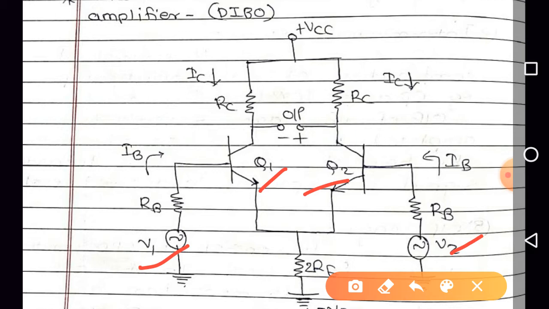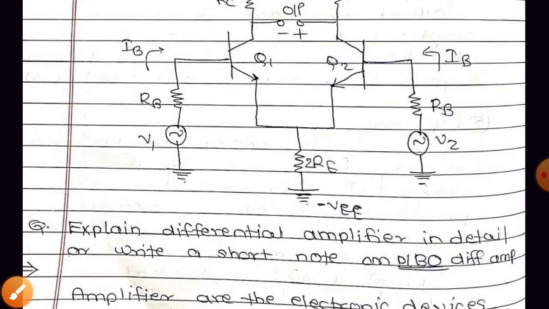See here, plus VCC, it is a power supply connected to the collector terminals of both the transistors. RC, it is a collector resistor. IC, it is a collector current. IB, it is a base current. RB, it is a base resistor. And here 2RE, it is an emitter resistor. And minus V, it is a supply connected at the negative terminal of the transistor.